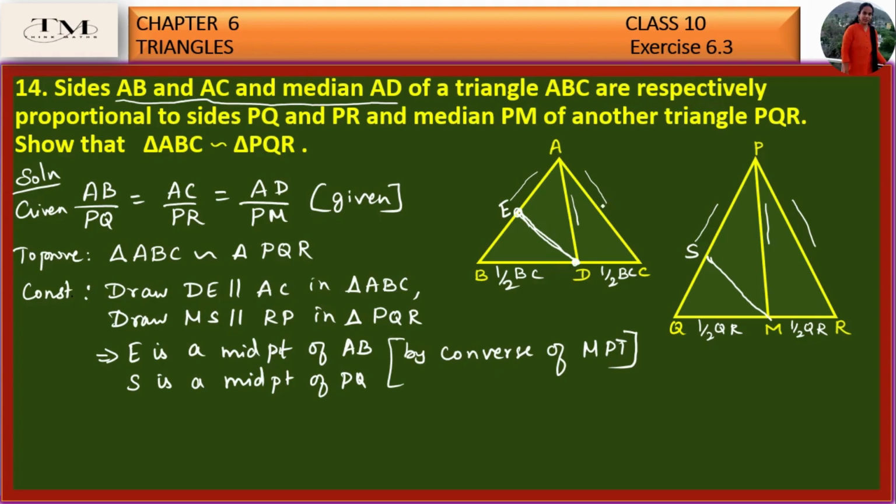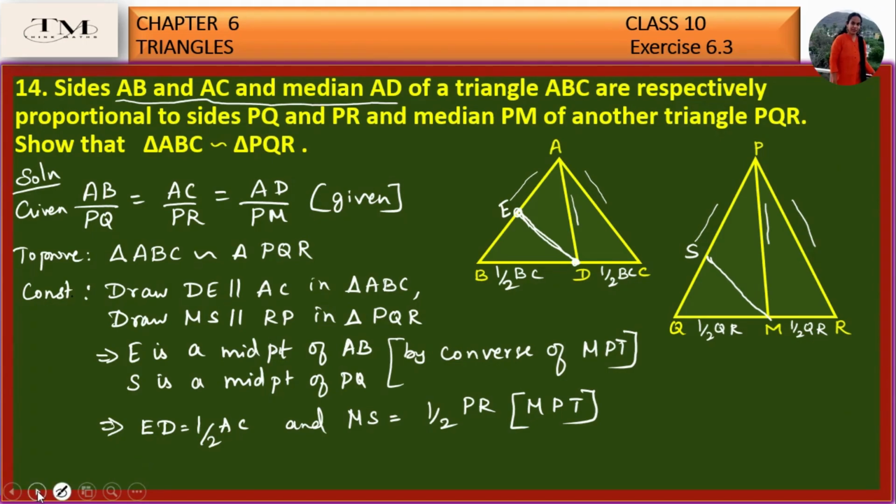Also we know that if D is the midpoint and ED is parallel to AC, then we have ED is equal to half of AC. So E is the midpoint and D is the midpoint. If ED is parallel to AC, then ED is equal to half of AC. So this is the midpoint theorem. So this implies ED is equal to half of AC and MS will be equal to half of PR. So these are the things we know in 9th standard. Now we are going into the proof. So let me continue in the next page. So remember all those points.